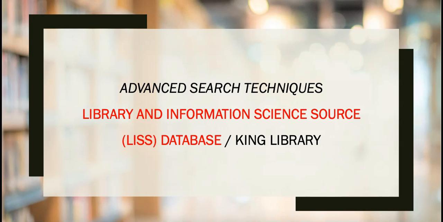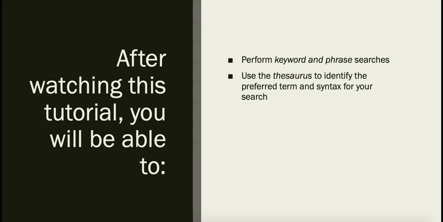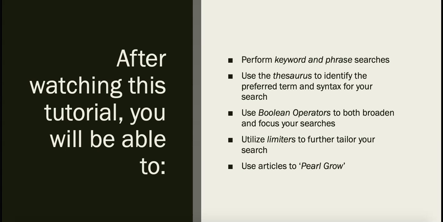This video is designed to introduce you to some advanced search techniques to help you identify relevant scholarly articles from the Library and Information Science Source database in the King Library. After watching this tutorial, you will be able to perform keyword and phrase searches, use the thesaurus to identify the preferred terms and syntax for your search, use Boolean operators to both broaden and focus your searches, use limiters to further tailor your search, and lastly, use pearl growing.